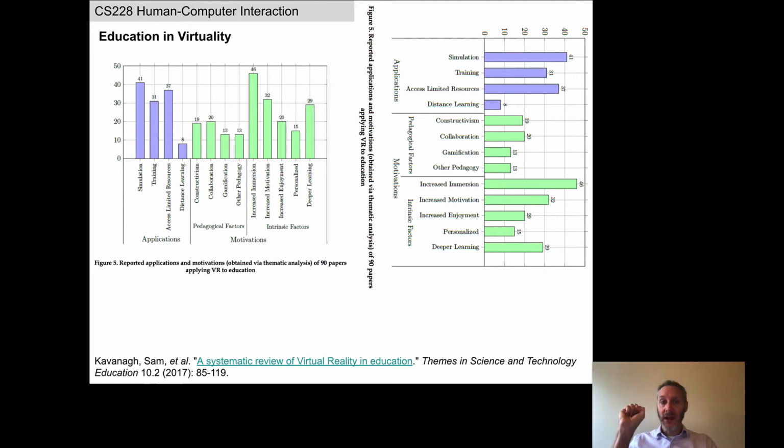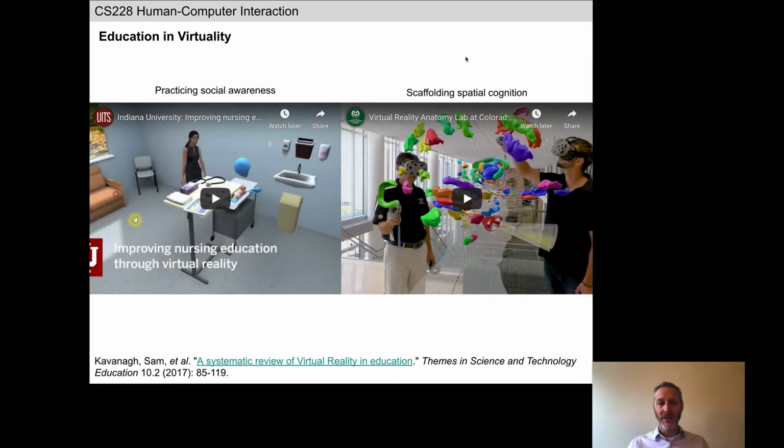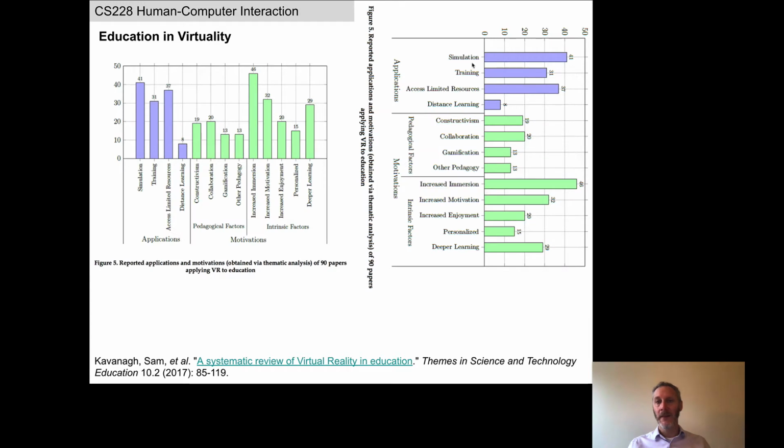So they drew out all those 90 papers, and then they did a relatively complex keyword search, looking for common themes across the papers. And they plotted the number of papers within the set of 90 that mentioned, for example, that simulation was an important application of this. So they were simulating a particular situation or a social environment and trying to place the student into that simulation.